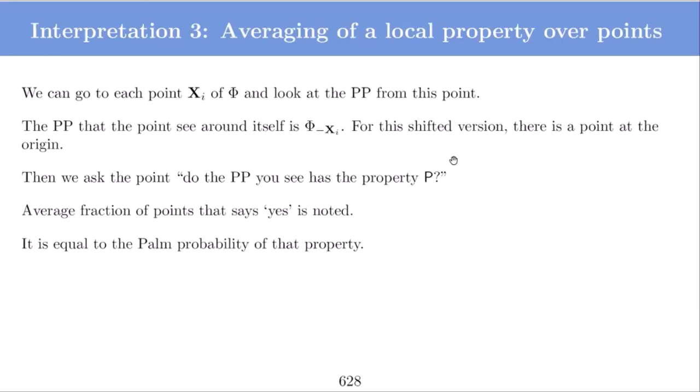So we can go to each point xi and look at the point process from that point, and the point process that the point sees around itself is phi minus xi. For this shifted version, there is a point at the origin, right? And then we ask the point, does the point process you see have the property p? And then the average fraction of points that would say yes is noted, and that will give you the Palm probability of that property, right? So instead of just picking one point, you can go to every point and get an average. That is essentially the same thing.